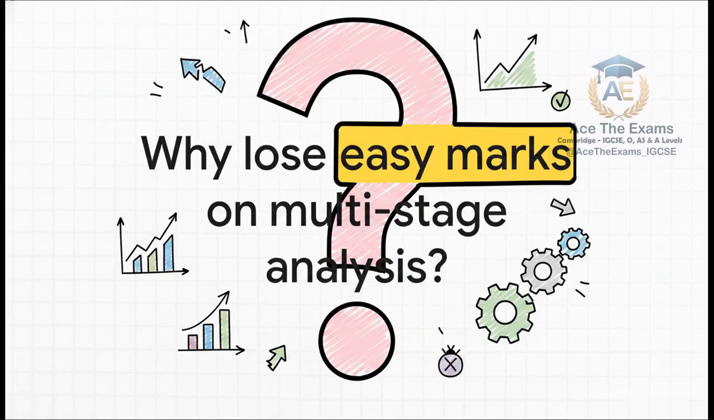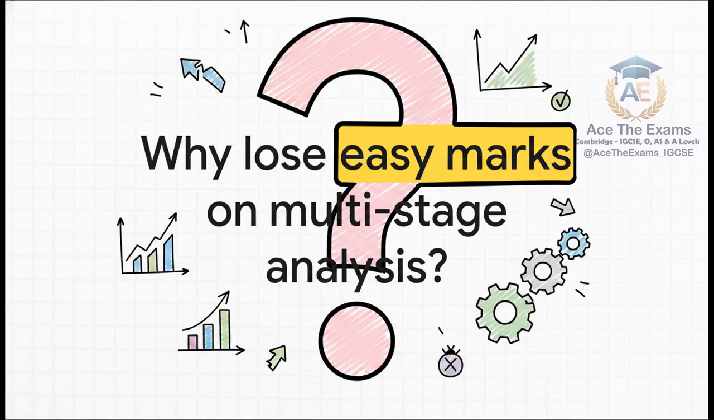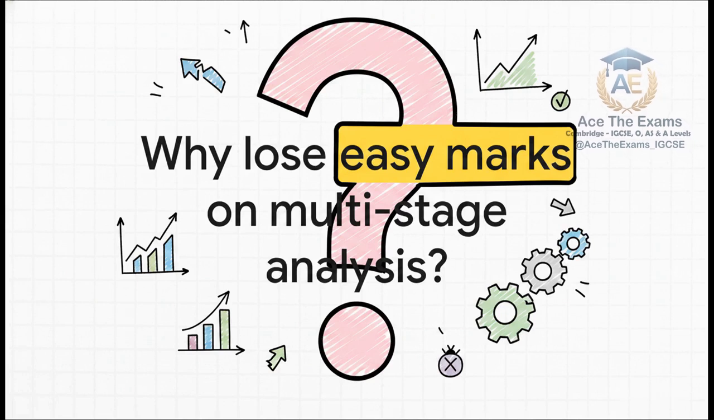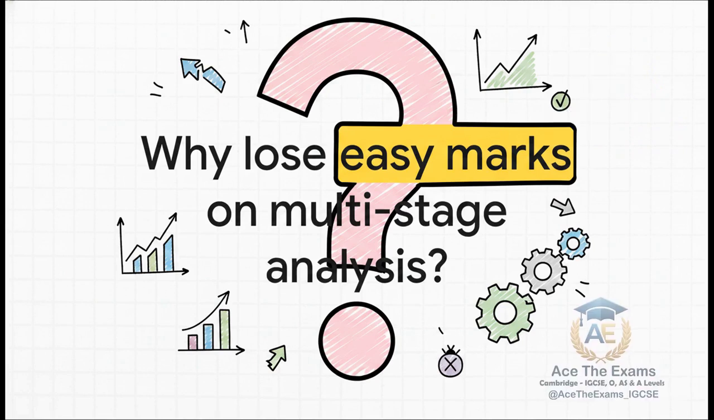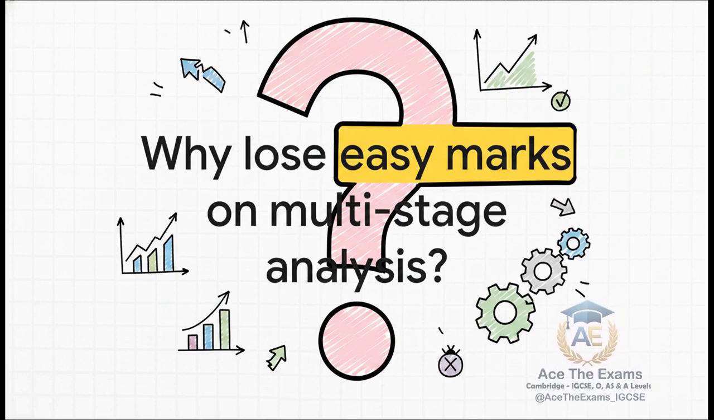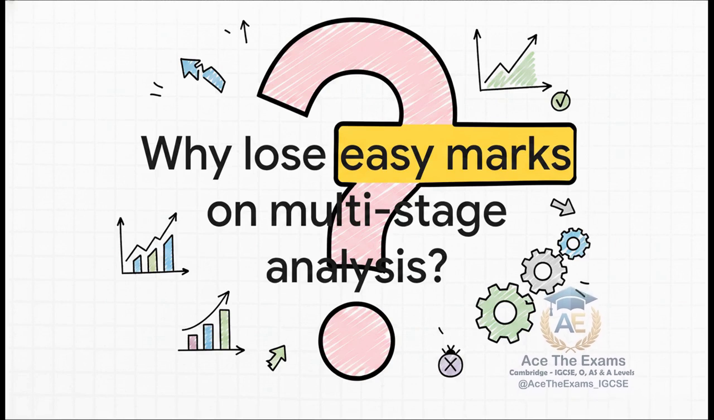Why on earth do students continuously drop easy, guaranteed method marks when they're running these complex, multi-stage hypothesis tests? It's literally happening year after year. Well, we're going to look at the exact data pulled directly from the principal examiner reports, debug these incredibly common errors, and figure out exactly how to fix your execution so you can secure maximum points on exam day.